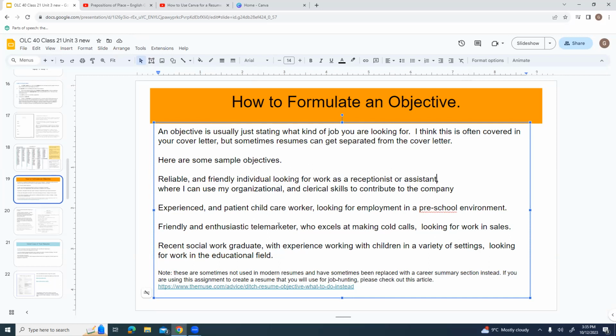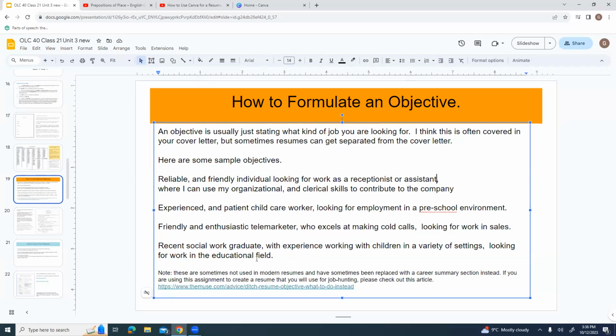Friendly and enthusiastic telemarketer who excels at making cold calls looking for work in sales. Recent social work graduate with experience working with children in a variety of settings looking for work in the educational field. So you want to emphasize what you've done. Sometimes you're wanting to emphasize the work. So recent social work graduate, they probably haven't worked in social work yet. But if you're looking for the educational field, then any experience working with children, even if you haven't done your social work stuff, is going to be connected.